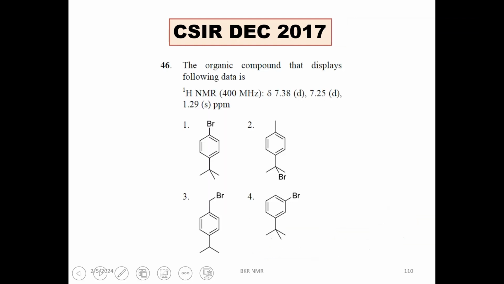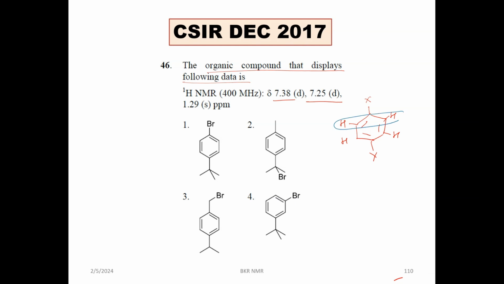December 2017 problem, they're asking for the organic compound that displays the following data. It is given 7.38 doublet, 7.25 doublet. I have told you so many times, whenever you have this doublet and doublet situation, so if I have X and Y, you have hydrogen, hydrogen, hydrogen, hydrogen here.